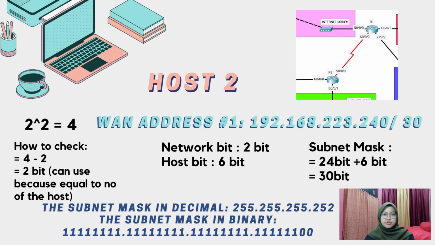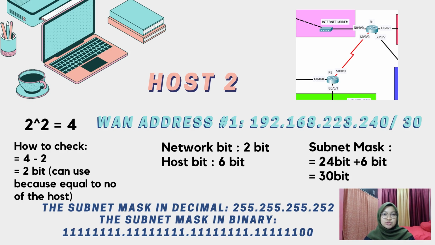And the last host is 2 hosts, which is at the connection between 2 routers. Same as before, to find the WAN address for host 2, we need to know the network bit and the host bit. The network bit that I get is 2, which is from 2 power of 2. To check whether the number of network is correct or not, we can subtract 2 from the answer of 2 power of 2, which is 4, and get the value of 2. Even though the value is equal to the host, it still can be used as long as it is not smaller than the host. The host bit is 6 because 8 minus 2 is equal to 6 bit.